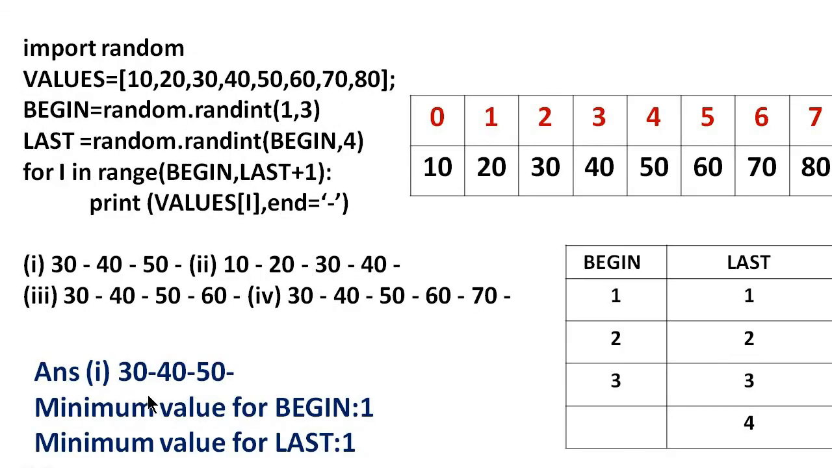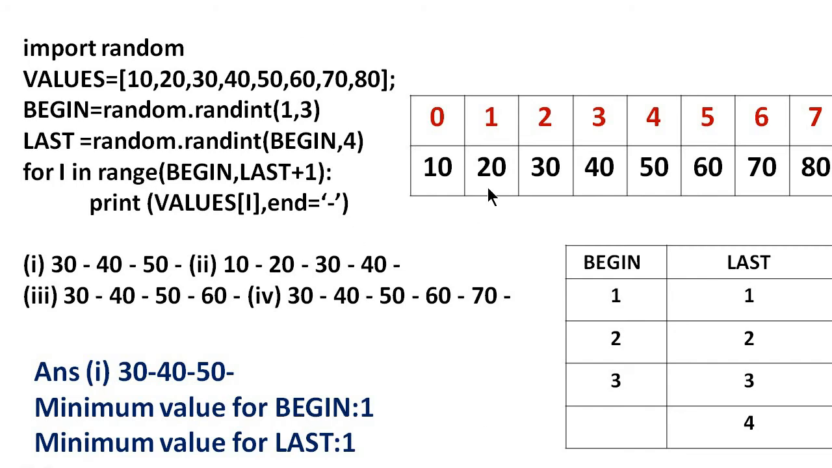Answer is possible output option 1: 30-40-50. Minimum value for begin 1, minimum value for last 1. There are two ways to solve these types of questions. First one is to find out all the possible outputs and select from the options. Second method is to eliminate the options which are not possible. First we will go for that.